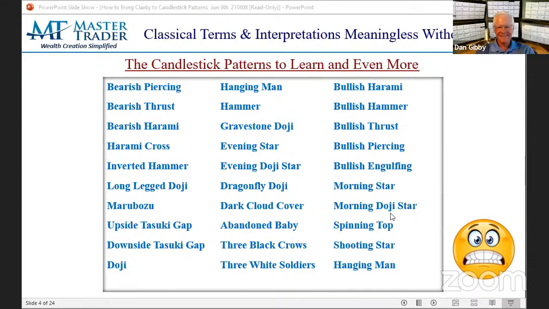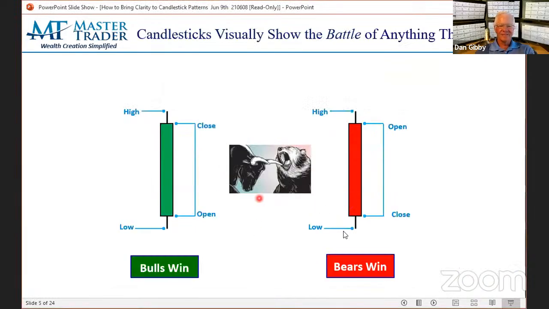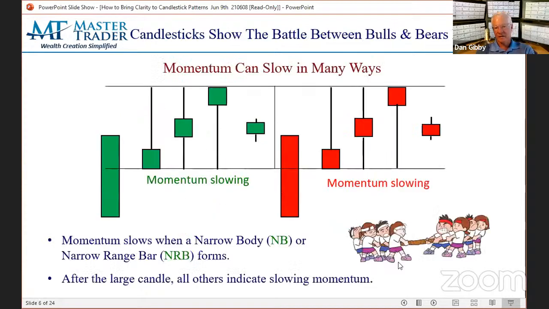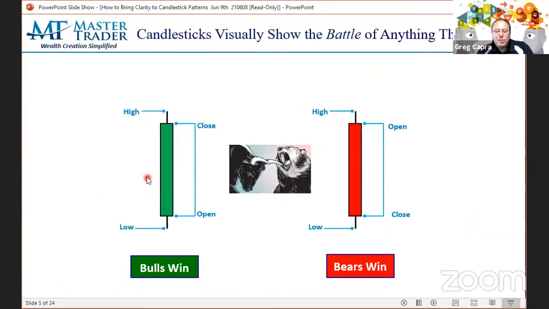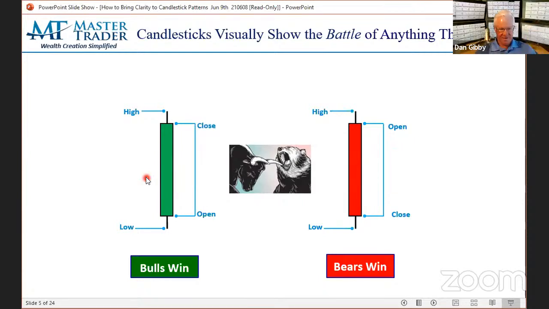I like that. So just another beginning slide here showing you what a candlestick is. And then on this next slide, look, Greg, you're going to like my little tug of war. I love your pictures, Dan. But it's a great memory aid.